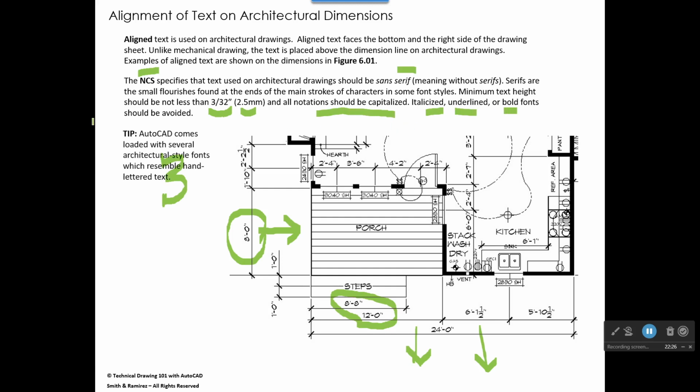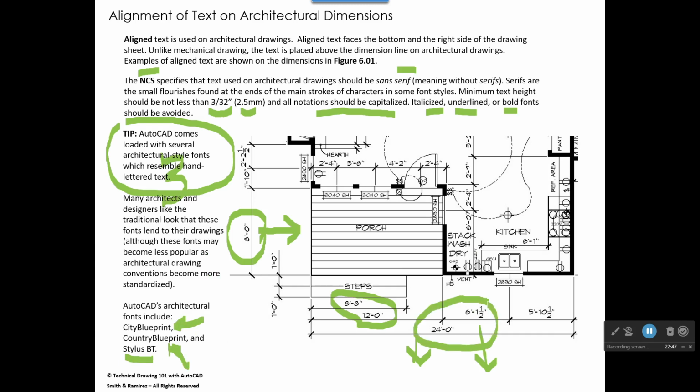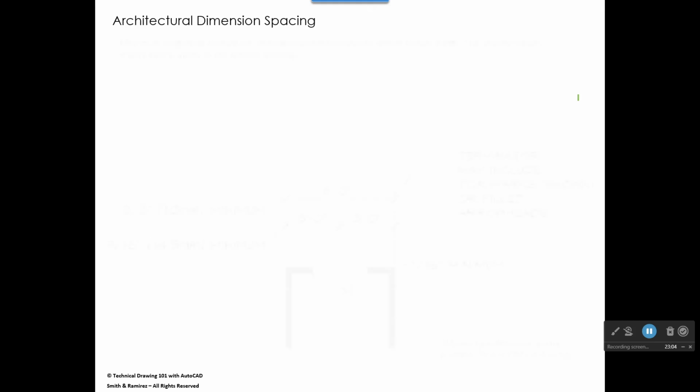All right. So AutoCAD comes with several architectural style fonts which resemble hand lettering, and one of those is Stylus BT, this guy right here. You may also have City Blueprint and Country Blueprint loaded in your fonts. But again, that would not comply with the National CAD Standard. But the National CAD Standard is going to apply more often to commercial buildings, hospitals, high-rises, those sorts of things, rather than residential design, homes and things.